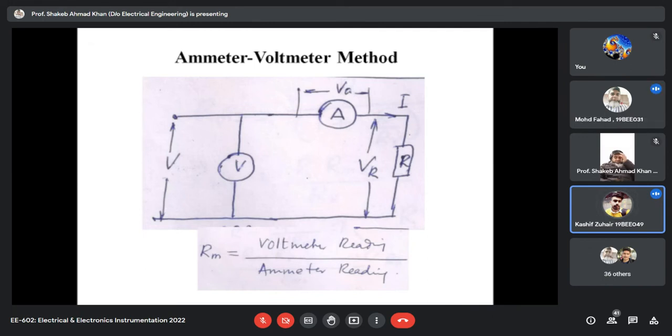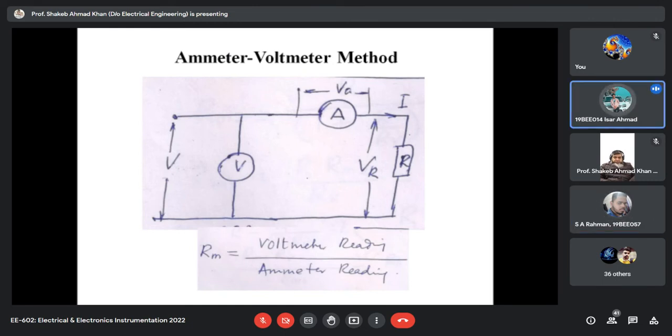Yes, sir. Firstly, the loading of the voltmeter and the voltage drop across the meter. Sir, it actually does not give the measurement across only the resistance which we require, but it also gives the measurement of the other wires' resistance which is used in between them.